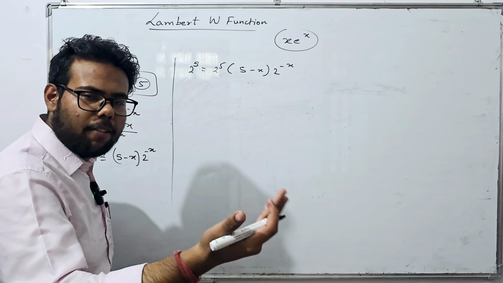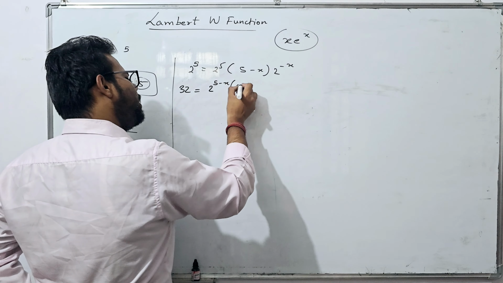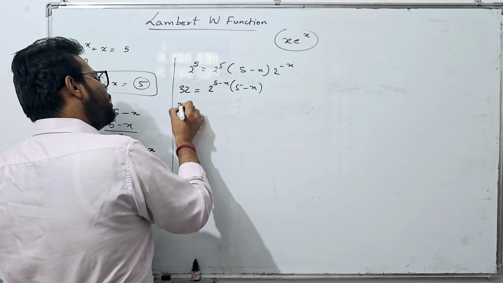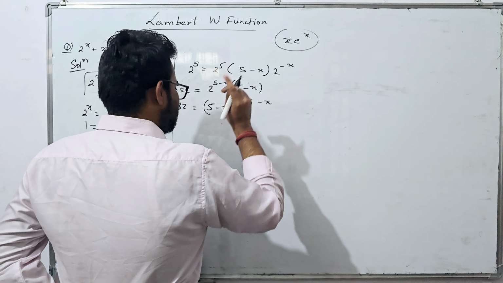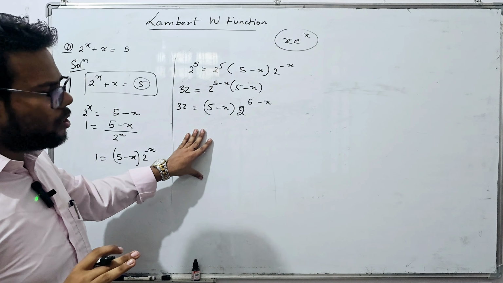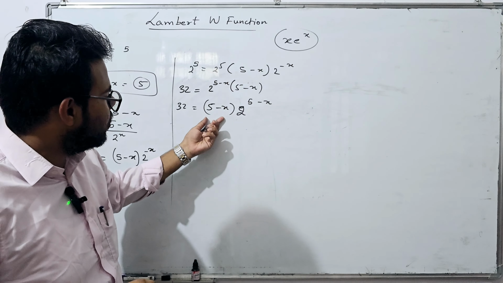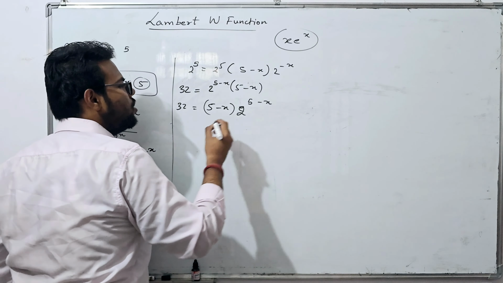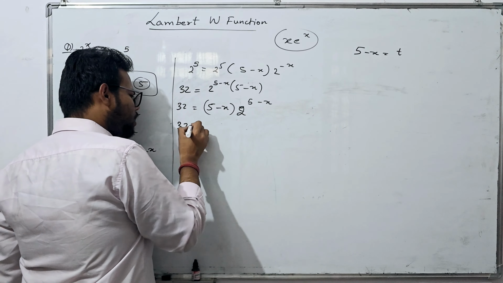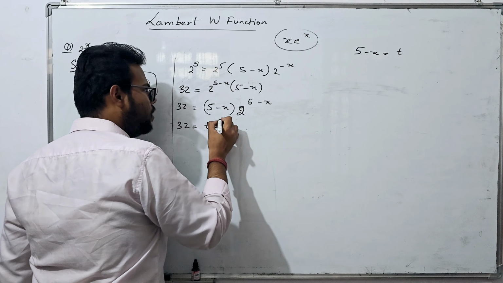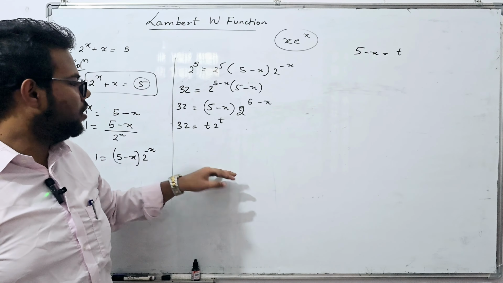What is 2^5? It is 32. So 32 is equal to (5 minus x) into 2^(5 minus x). Everything is good, but you see a 2 over here. You might be confused that it is x and I am getting 5 minus x. Don't worry. Just assume for the time being 5 minus x as t. 32 is equal to t into 2^t.